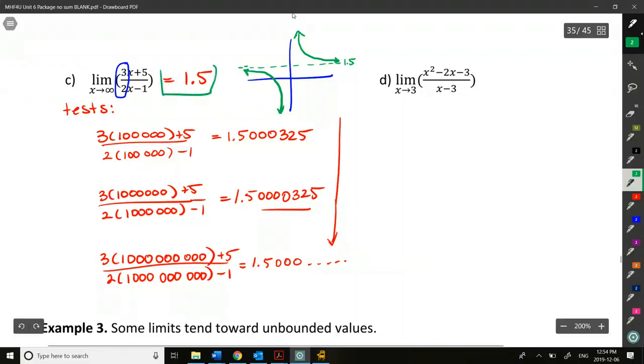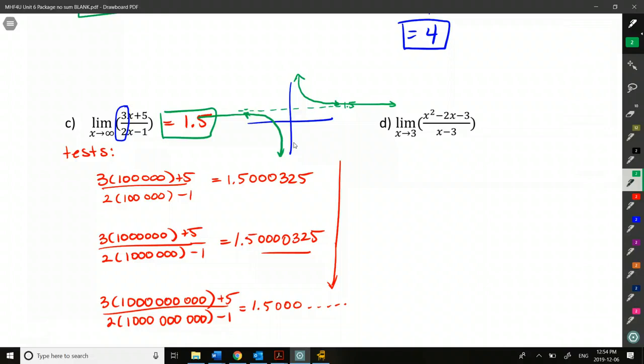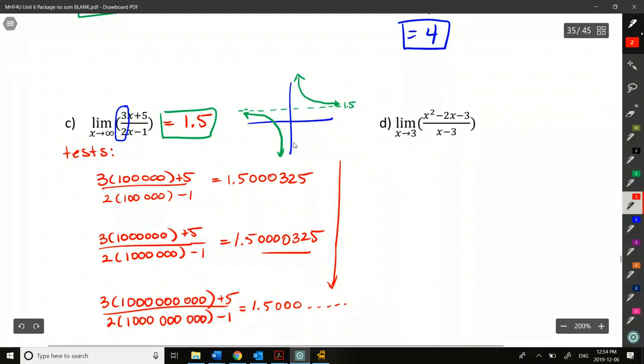Sorry, question? So this is only if x is approaching infinity or negative infinity, right? Because we're going this way forever, and we're going this way forever, so we're getting closer and closer to that asymptote value. If it's just approaching a number, then we don't really use this in the same way. Okay?